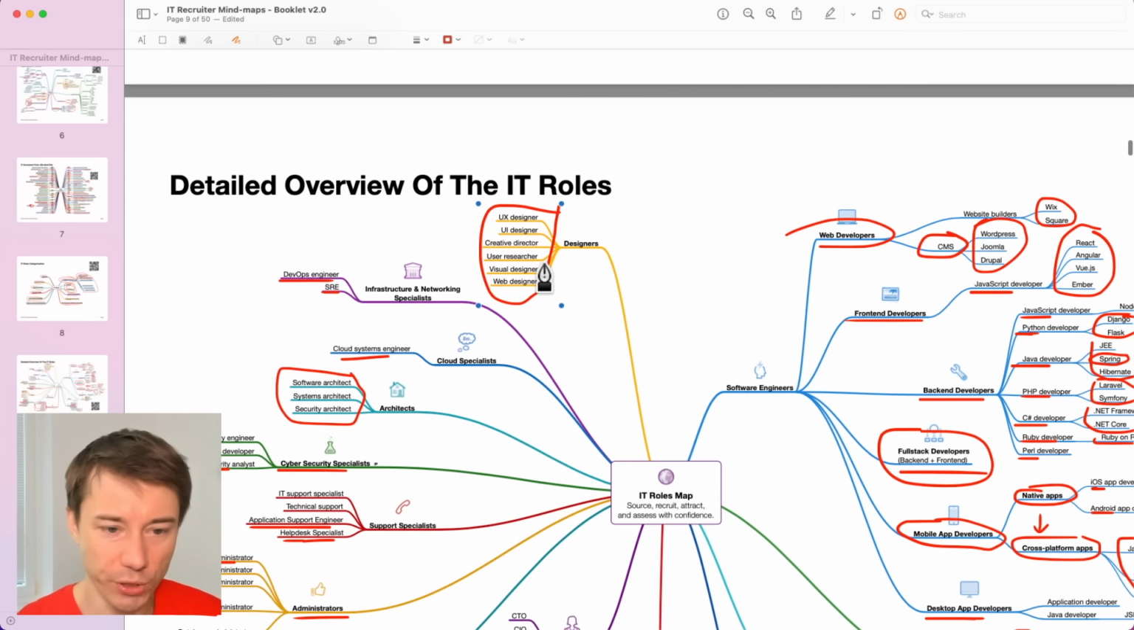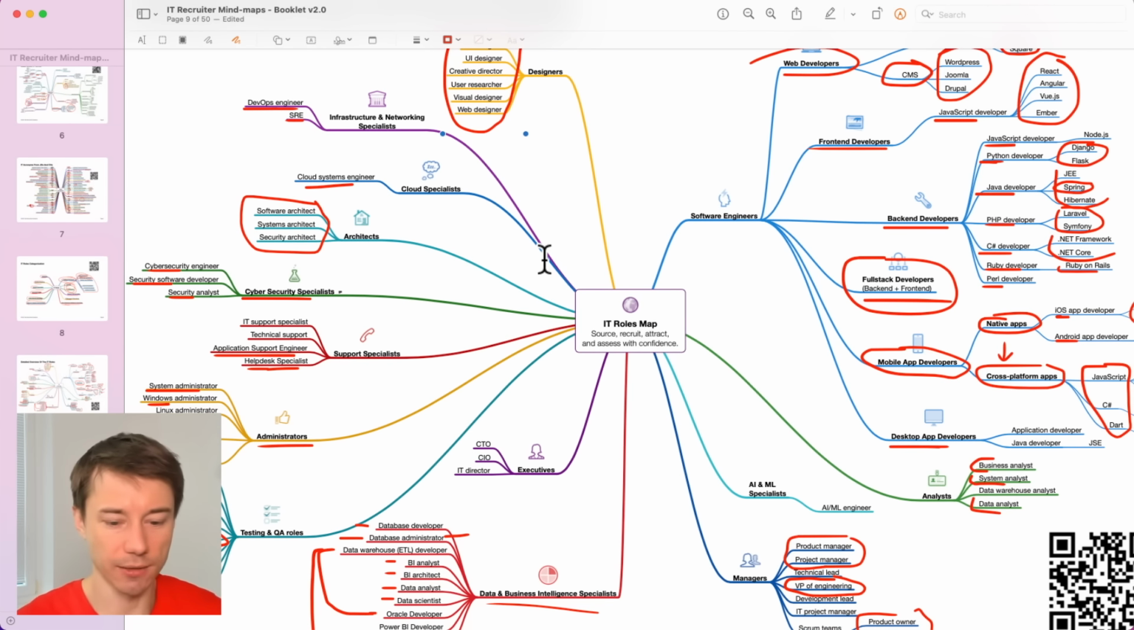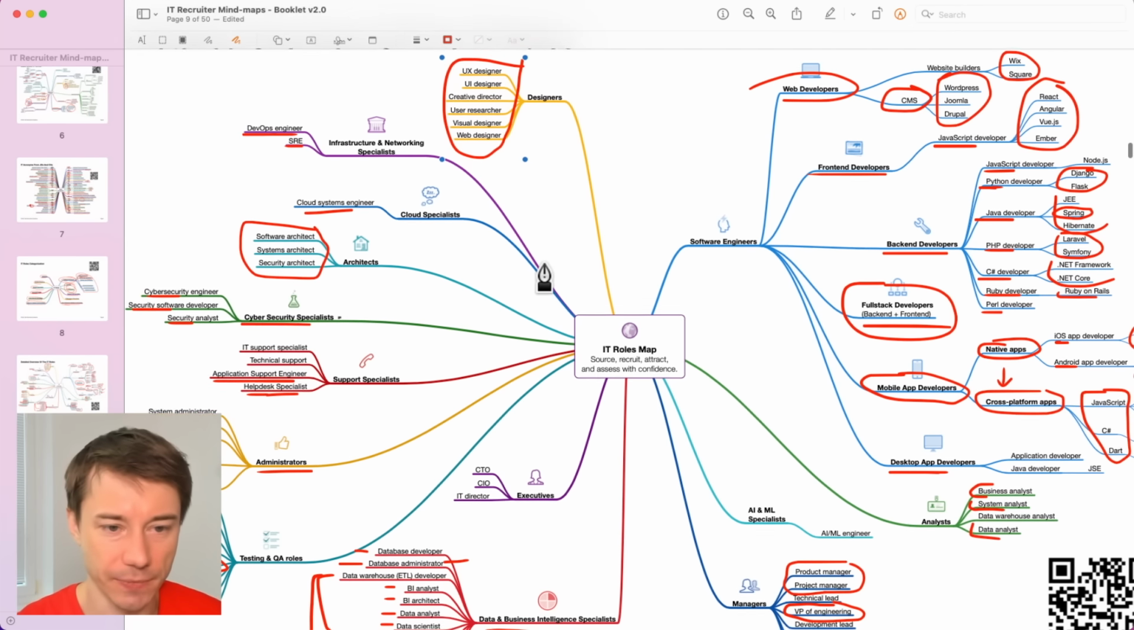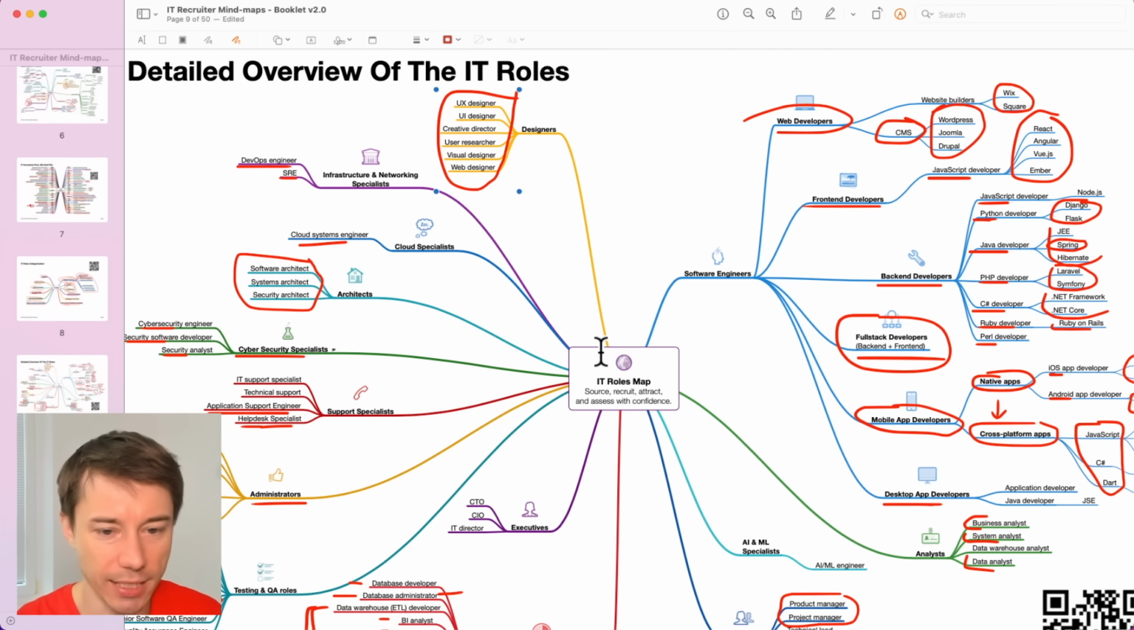So with that, we covered the whole mind map. I hope this was a decent overview. You understand the IT ecosystem just by looking at who works in IT. These are the roles that you are very likely to recruit as a recruiter in IT.